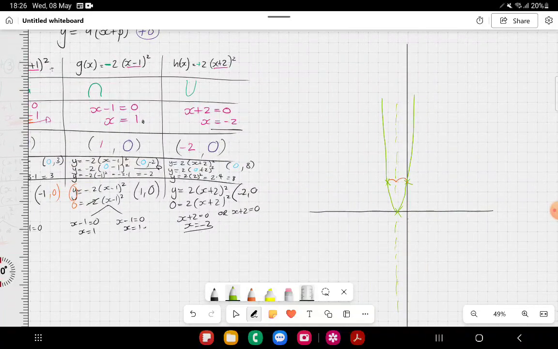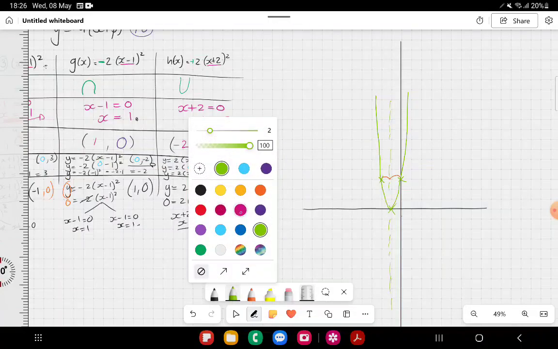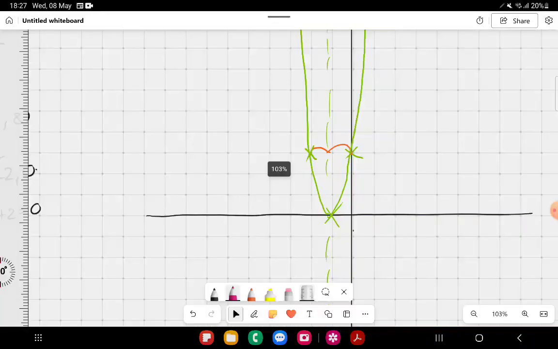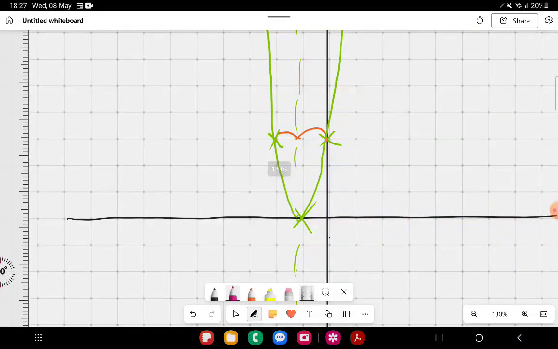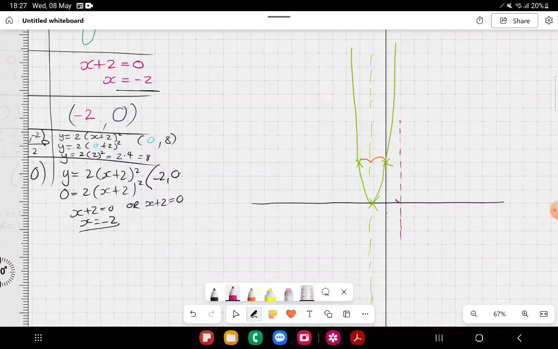Let's do the second one in pink, the g of x. For the g of x, our axis of symmetry is going to be x is minus 1. Oh, x is positive 1. Okay, so let's go here. This is going to be our axis of symmetry. We know that our turning point is going to be here.